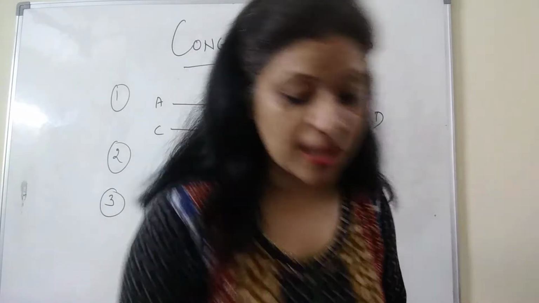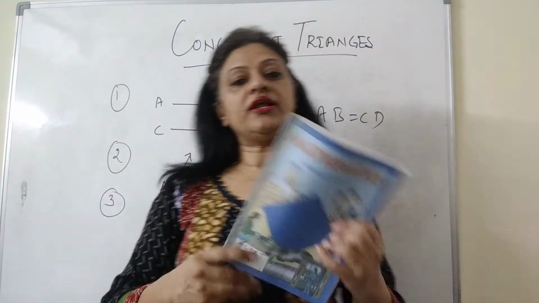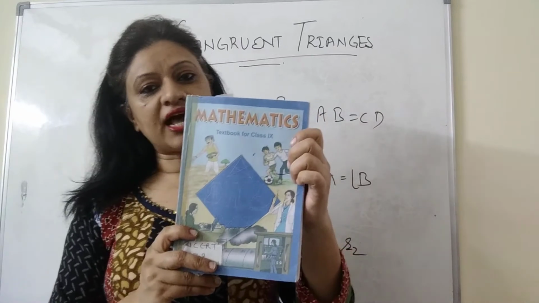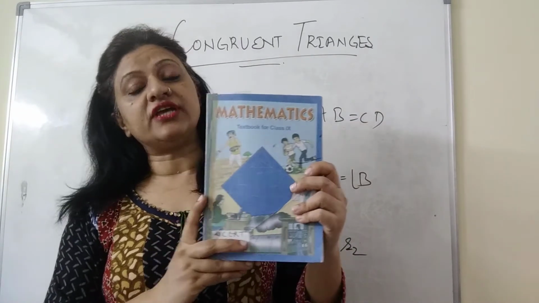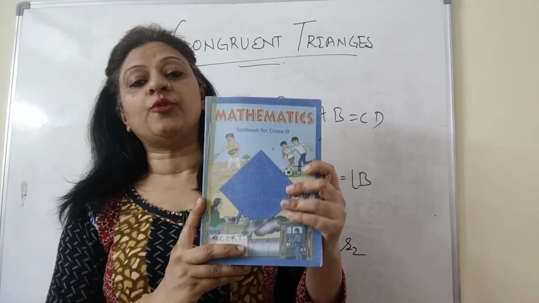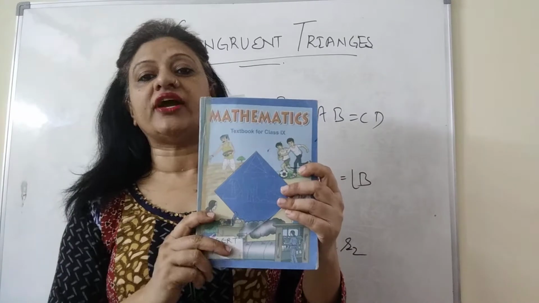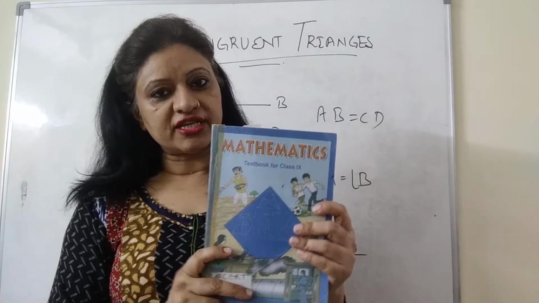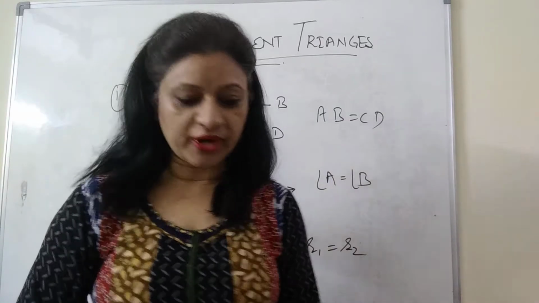Let's take one more example, that of your NCERT maths book for class 9. If they are published in the same year and you put one book over the other, you will find again they will completely cover each other. So they are also congruent.